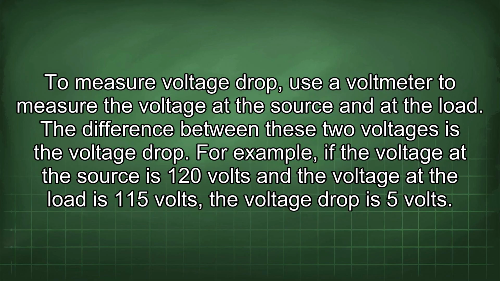To measure voltage drop, use a voltmeter to measure the voltage at the source and at the load. The difference between these two voltages is the voltage drop. For example, if the voltage at the source is 120 volts and the voltage at the load is 115 volts, the voltage drop is 5 volts.